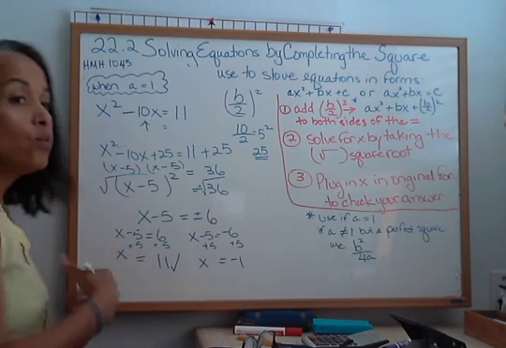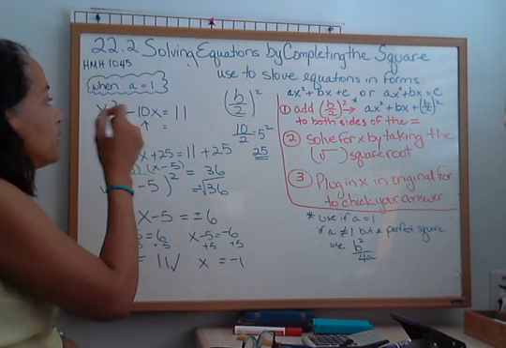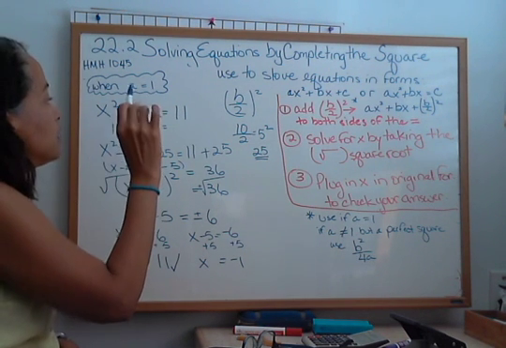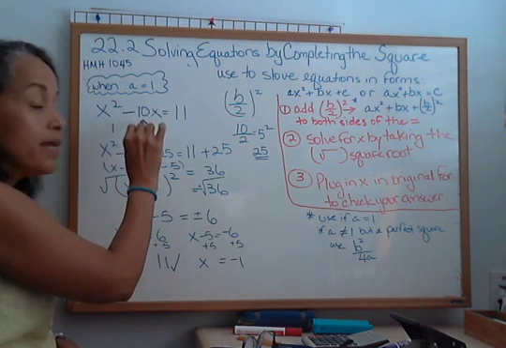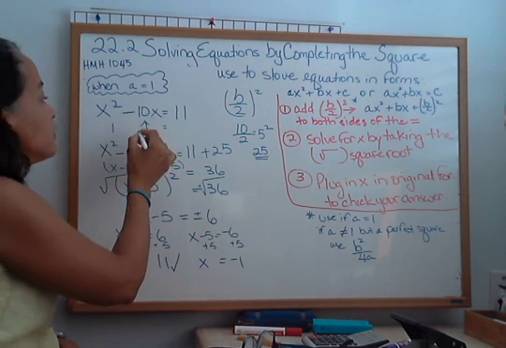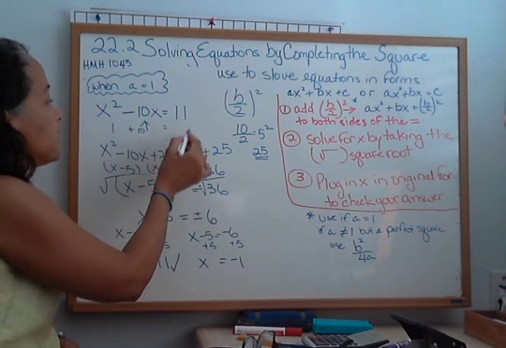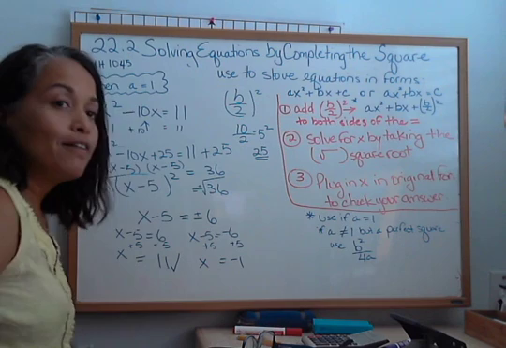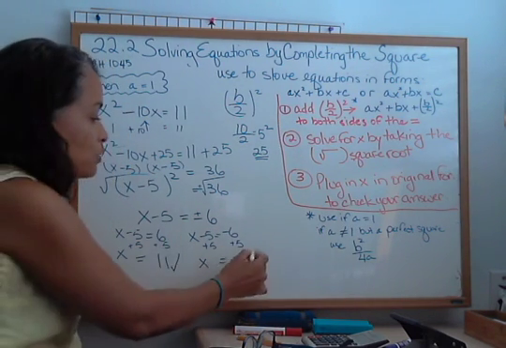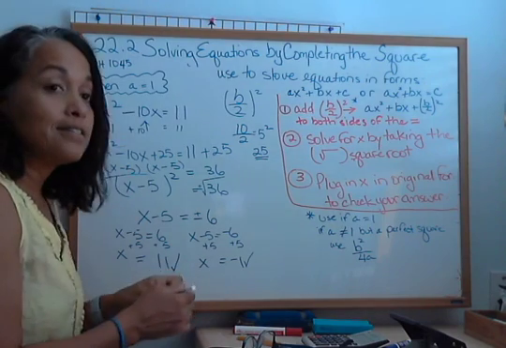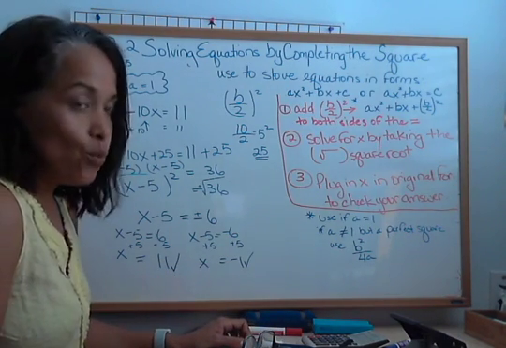What about negative 1? Well, negative 1 squared is 1. And negative 1 times negative 10 is going to give me positive 10. So 1 plus 10 is going to give me 11. It also works. So both of these solutions for x work. That's fantastic.